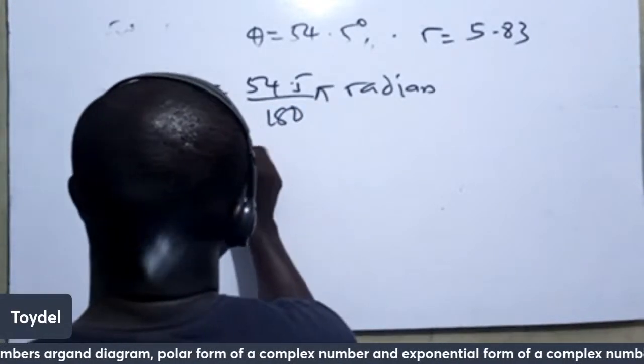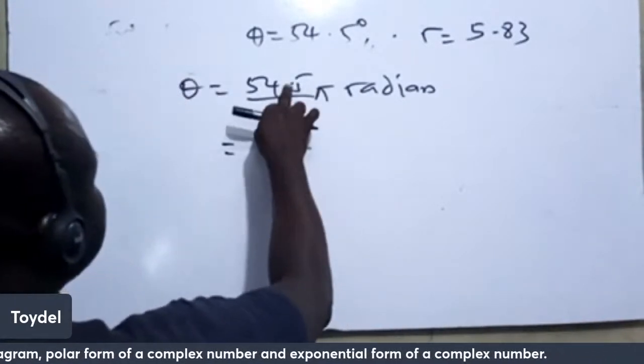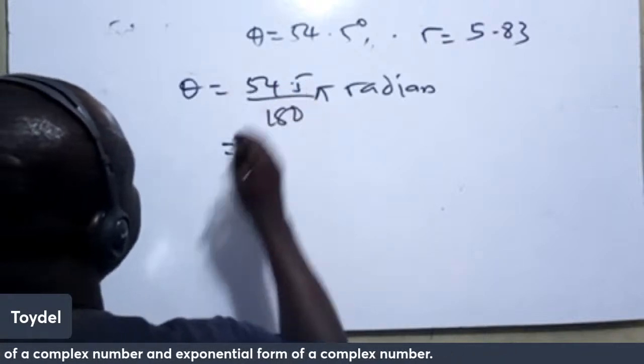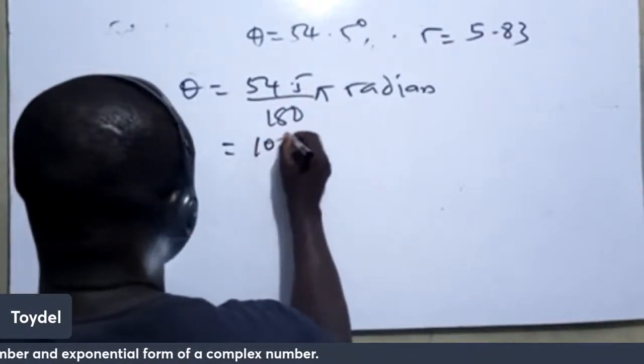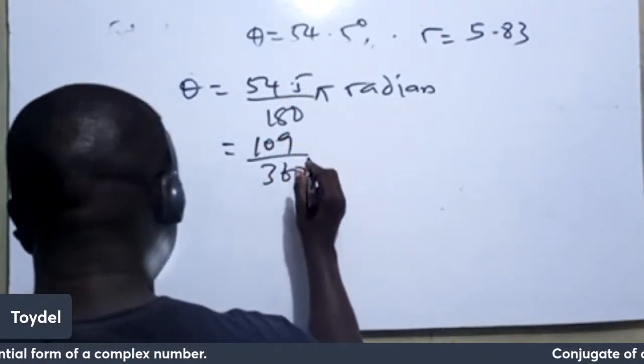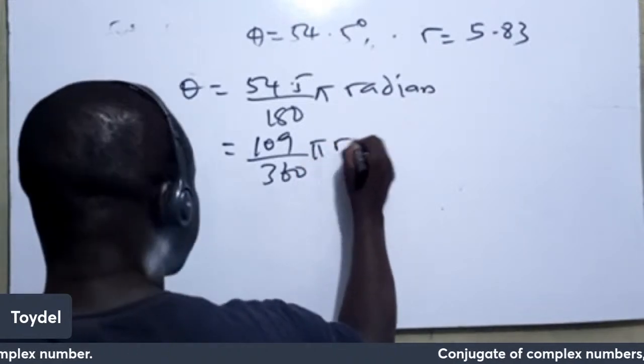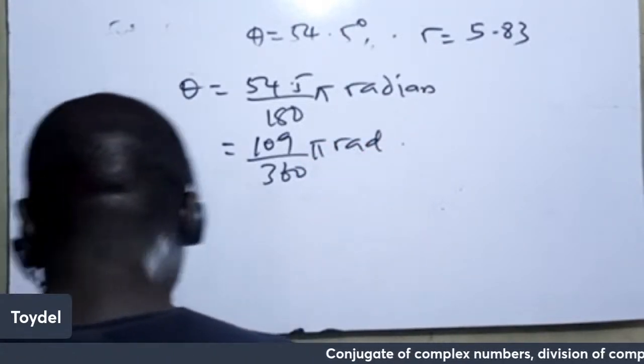Then of course I can rewrite this. If I don't want decimals, I can say 2 multiplied by 54.5, this will give me 109. This can be equal to 109 by 360 pi. This is pi, we can call it pi right. So that's what we are going to get.